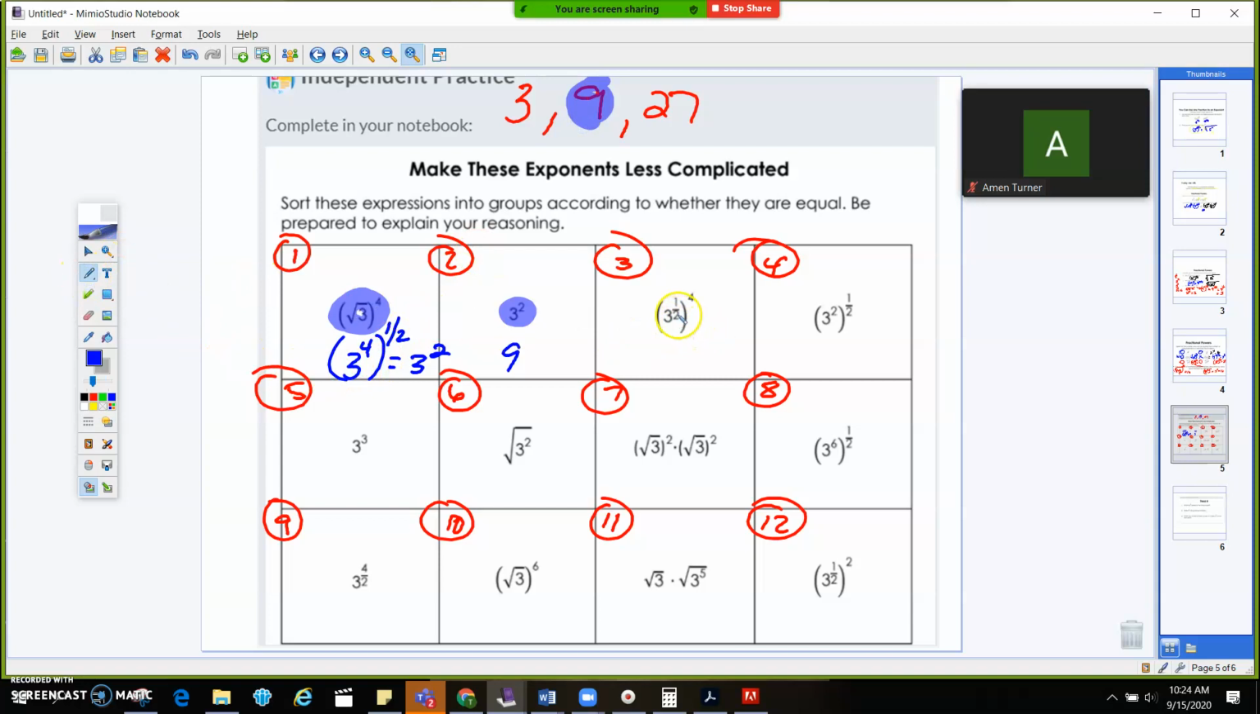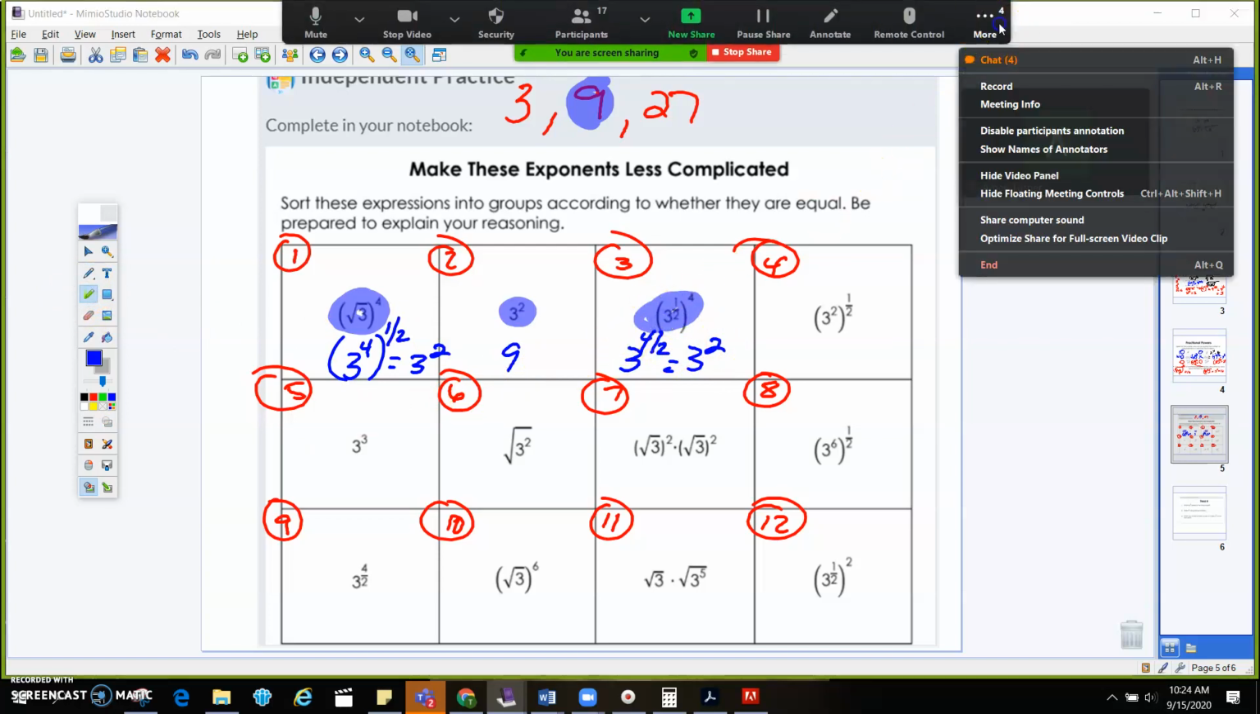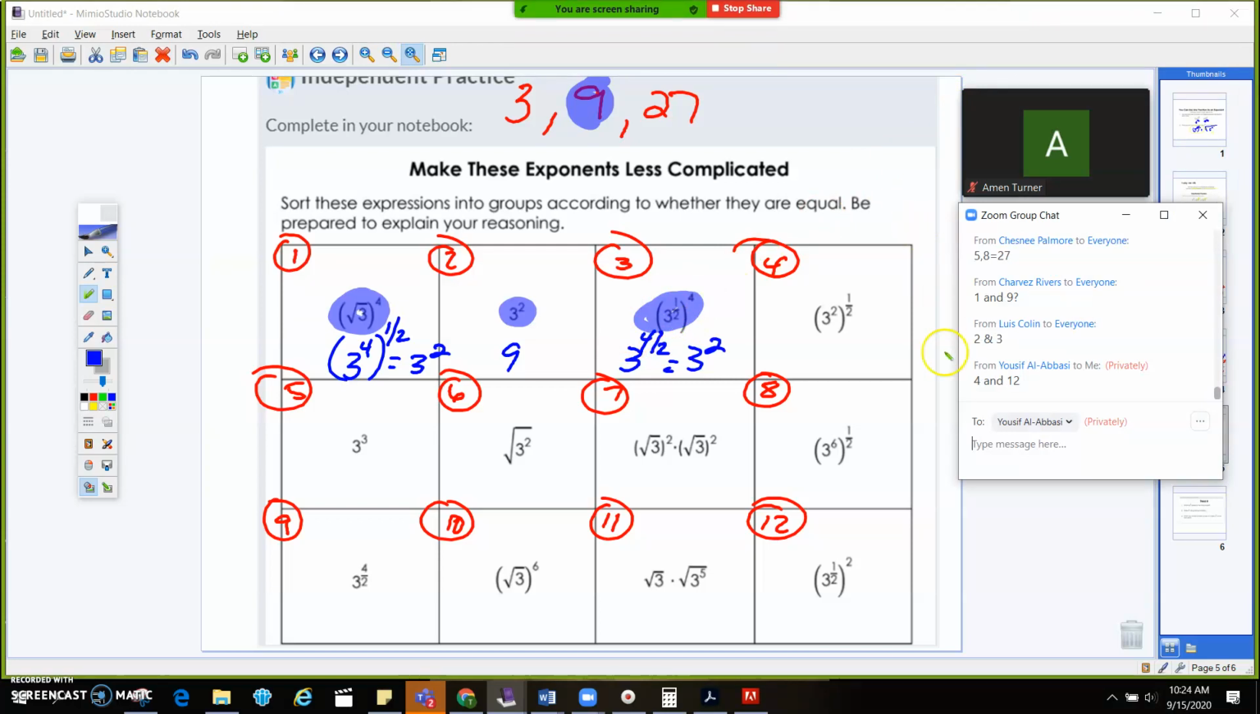We got 3 to the 1/2 raised to the 4th power. So if we multiply our exponents, we're going to have 3 to the 4 divided by 2. Well, 4 divided by 2 is just 2. So we've got 3 squared, which is the same thing as what we just did. Okay? Somebody else said something.